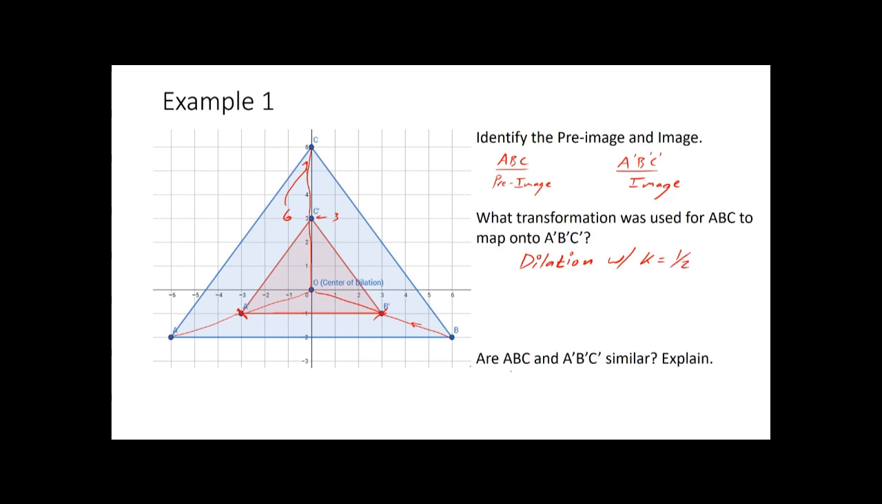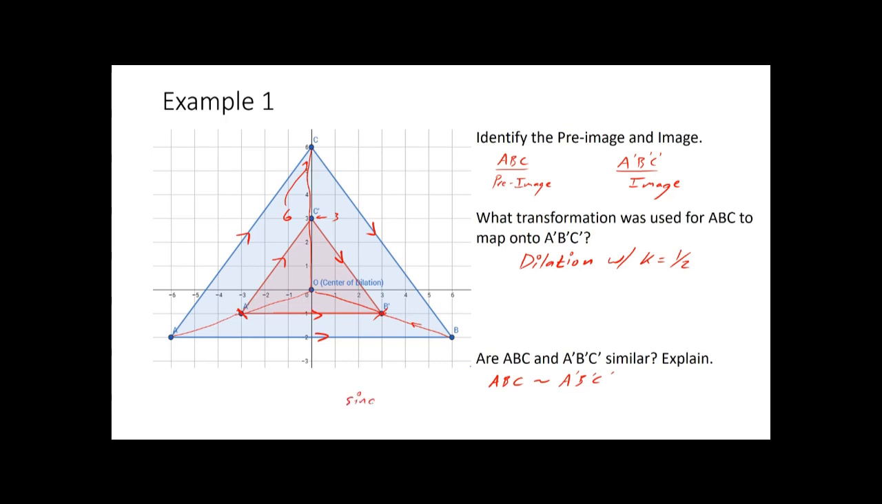Now, are ABC and A prime, B prime, C prime similar? Yes. If you actually notice, all your line segments are parallel, right? So visually, they look pretty stunning, right? And it looks like all the line segments follow the same scale factor. So yes, ABC would be similar, squiggly line, to A prime, B prime, C prime, all right?